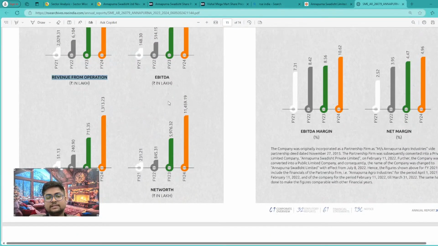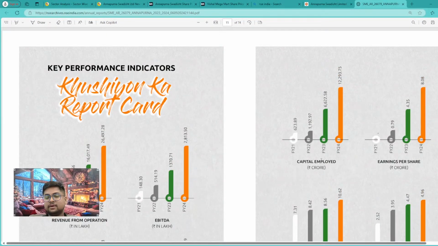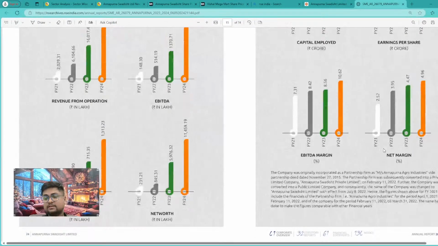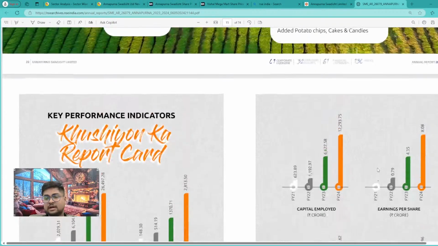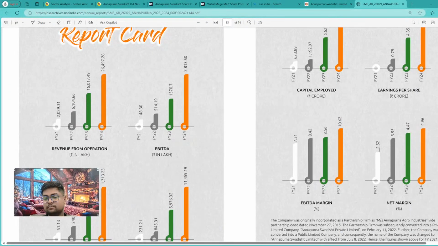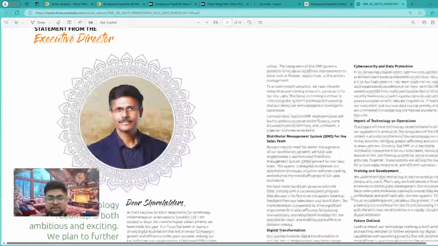It's about revenue from operations, the EBITDA, the profit after tax, the net worth. Everything is increasing at a very constant pace and doing really well. If you look at the capital employed, it has been increasing from 623 to 12,000 lakh rupees of capital employed. Looking at the net margin, it has been increasing, which is a very positive sign for Annapurna. Sumit Sen Gupta is a whole-time director of it.